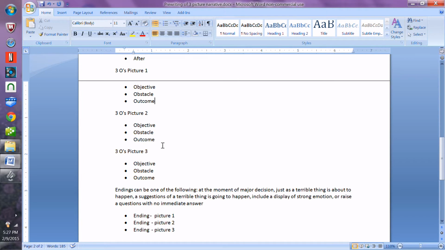And then your ending. If you think about your favorite book or your favorite movie, the endings of the chapters are extremely important because you want the reader to want to read the next chapter. So you want to leave things undone in each chapter except the last one. And in your ending, you're going to pick from one of these 5 things to end picture 1 and picture 2 with. So you're going to end with a major decision, just as a terrible thing is about to happen. A suggestion of a terrible thing is going to happen. Includes a display of strong emotion, or raise a question with no immediate answer.